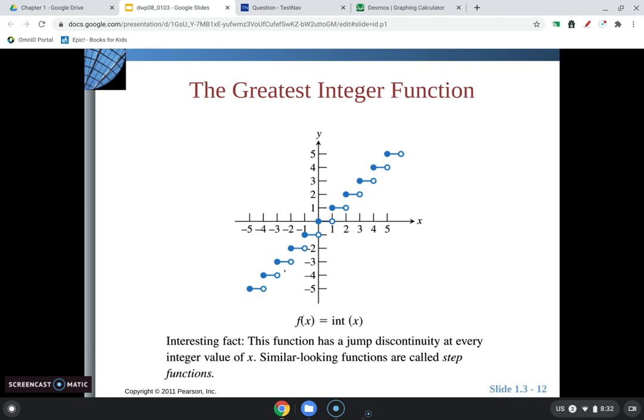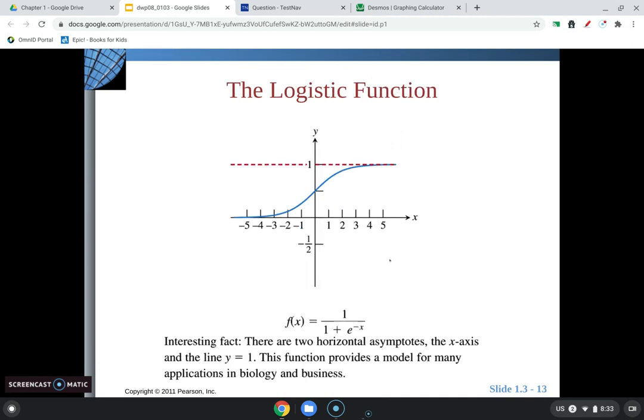Greatest integer function. That's your step function. You can only put integers into that. What's an integer? A whole number. Well, you can put any number into it, but you're only going to get integers out of it. It just goes to the nearest integer. Okay, and then the logistic function. You can see that this has a bound above it. Okay, so those are the 12 basic functions.